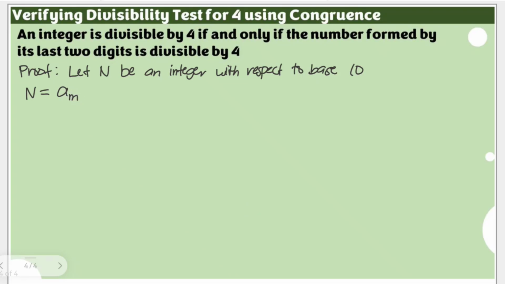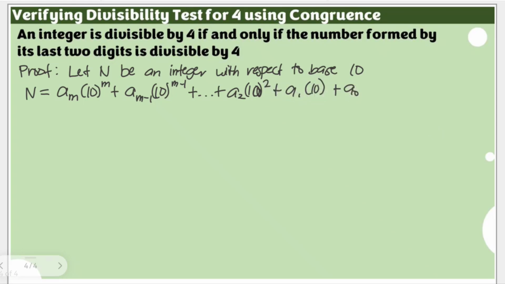Our first digit, no matter what the first digit is, times 10 to the power of m. Then, plus, you have here a sub m minus 1 times 10 to the power of m minus 1. Plus, let's make it general, plus dot dot dot plus a sub 2 times 10 squared plus a sub 1 times 10 to the power of 1 plus a sub 0, which is your units digit or the last digit, times 10 to the power of 0, which is just equal to 1.